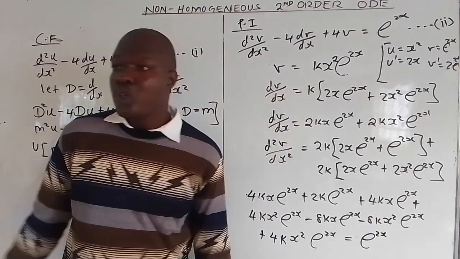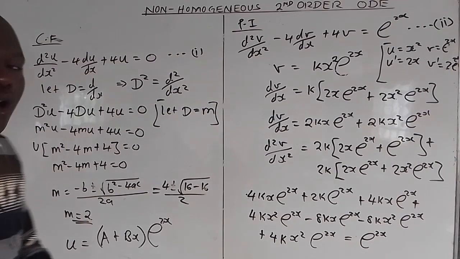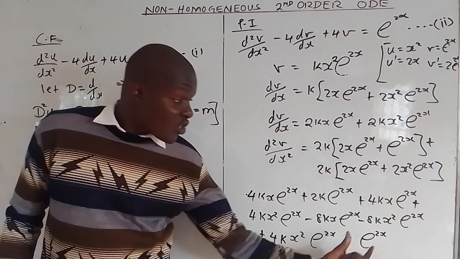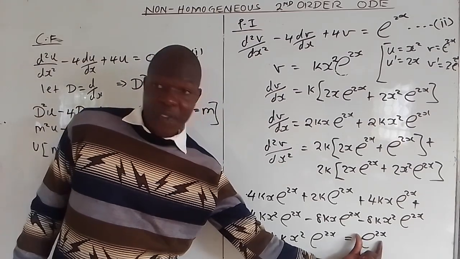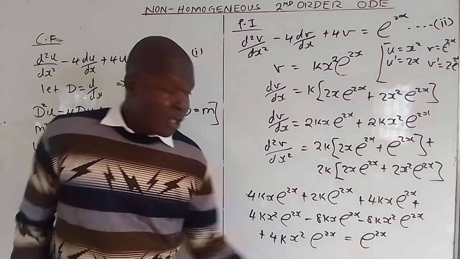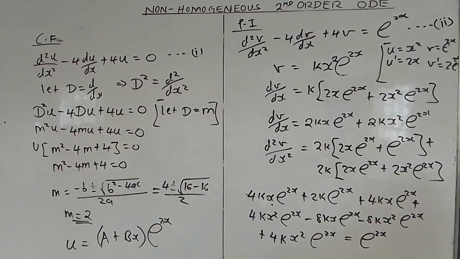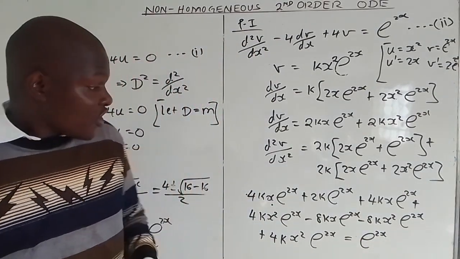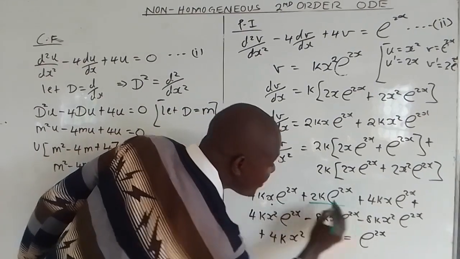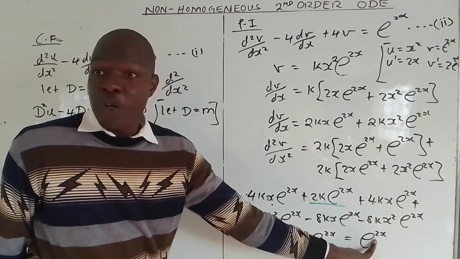Exponential 2x. Now look here. This is where I want you to pay attention. You only compare the ones which have exponential 2x only, isn't it? That is what we have on the right. This term has k exponential 2x, meaning we don't need to use it because it is not on the right hand side of the equation. What is on the right hand side is 2k exponential 2x, because 2k is a constant. It's the same exponential 2x, so we can compare that coefficient.